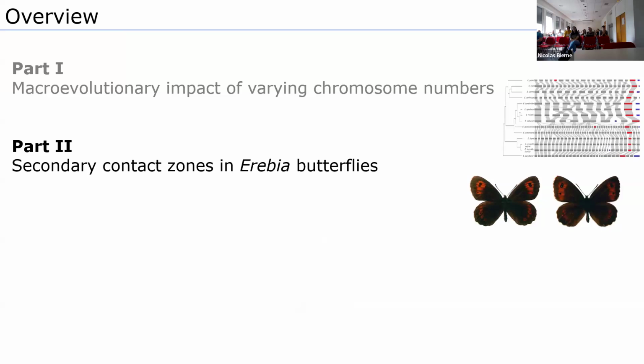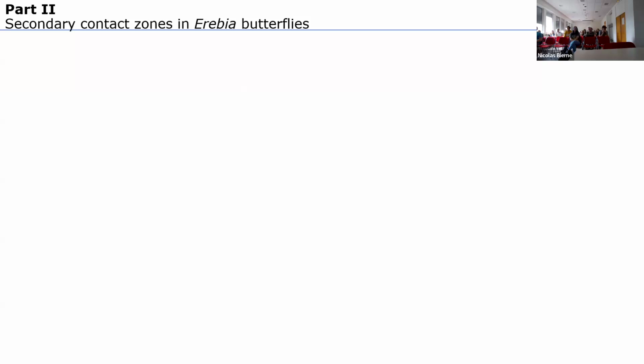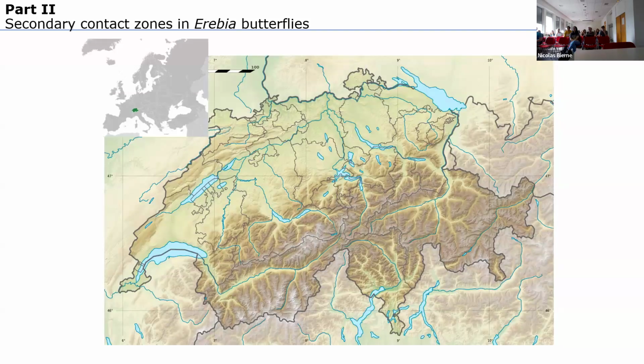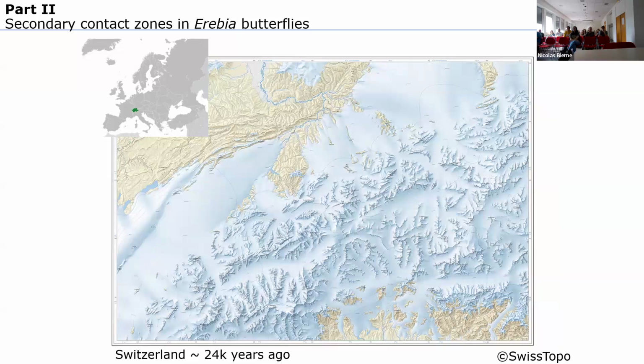Good, so much about chromosomes. Let's move on to secondary contact zones. For this, I have to quickly take you on a journey through time, no worries. So this is Switzerland. As you may know it, if not, this is Switzerland. As it looks now, but of course, it didn't look like this 24,000 years ago. In fact, back then, most of the country was glaciated.